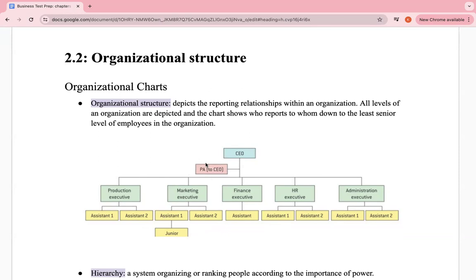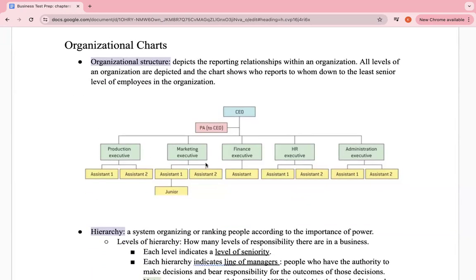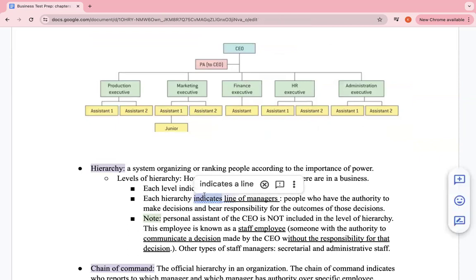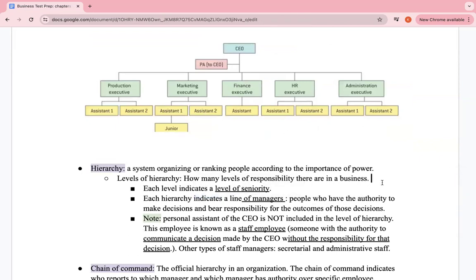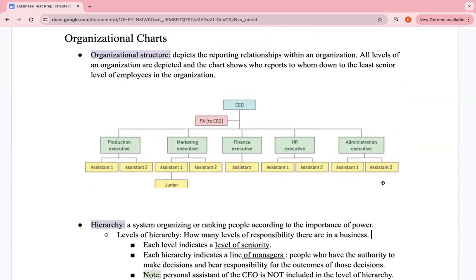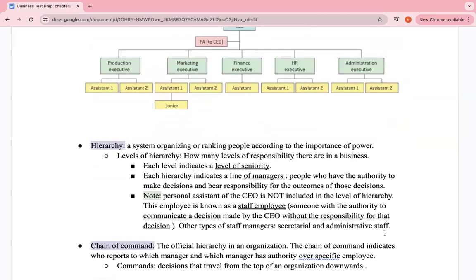But yeah. So to continue, we need to go over a hierarchy. What is a hierarchy? A hierarchy is a system organizing or ranking people according to their importance or power. Now, we need to keep in mind that everything highlighted in lilac or light purple is a keyword that has to be memorized in the IB business management syllabus. So keep that in mind. So basically, importance or power, meaning the authority they have.